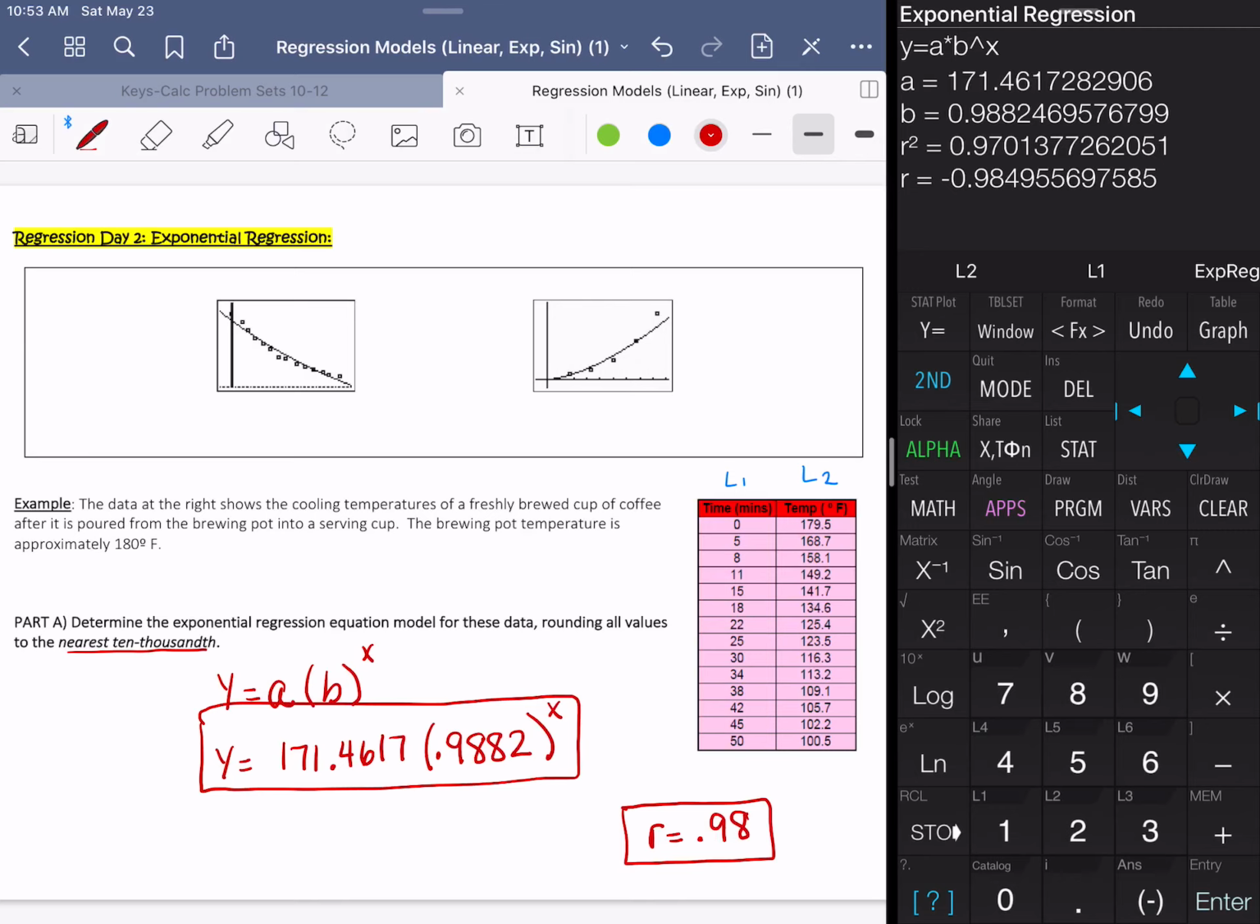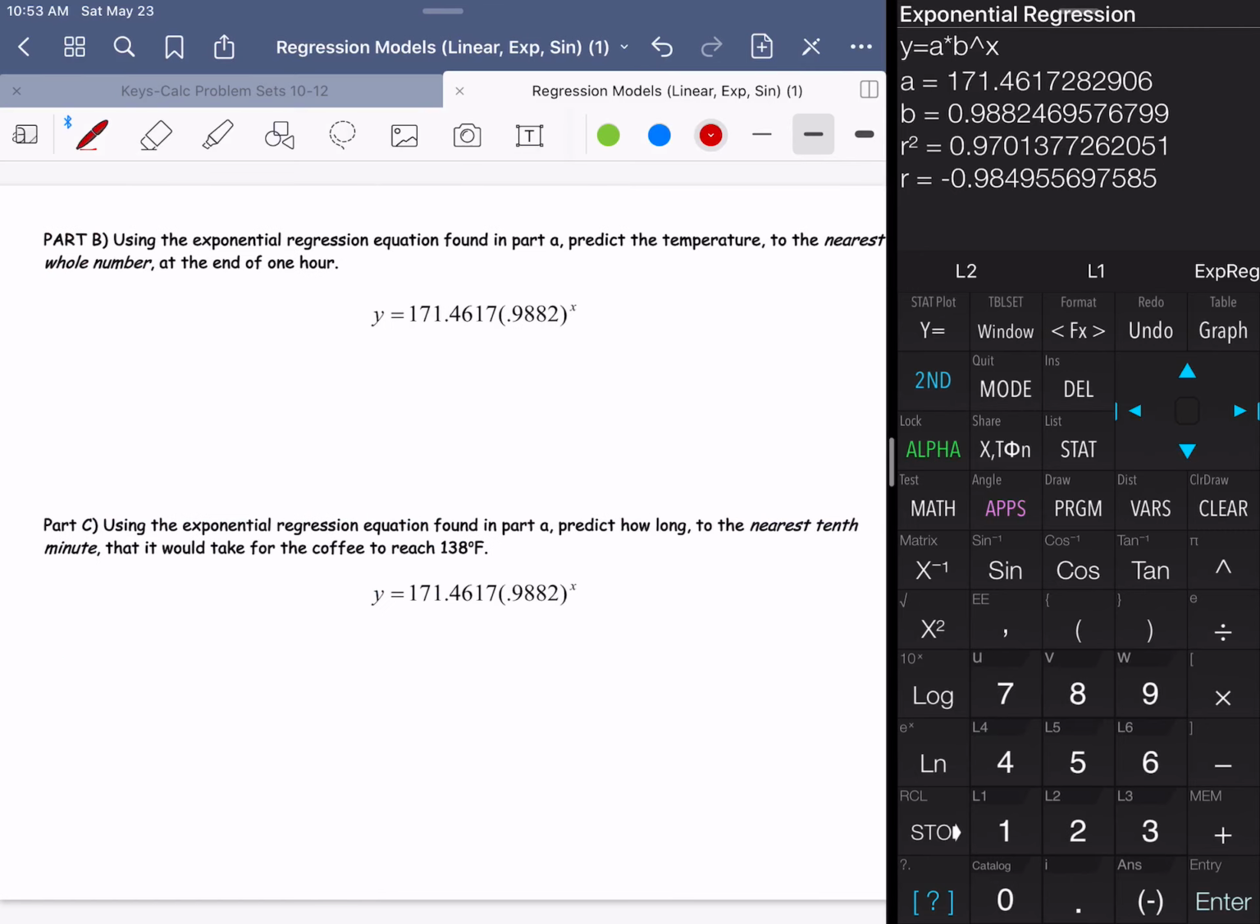So let's see how we can use this information to answer a couple of questions. So I've already kept the formula for us. This is our formula that we're using. And let's see what I'm asking. So question number 1 says, using the exponential regression equation found in part A, which I wrote down here, predict the temperature to the nearest whole number at the end of 1 hour.